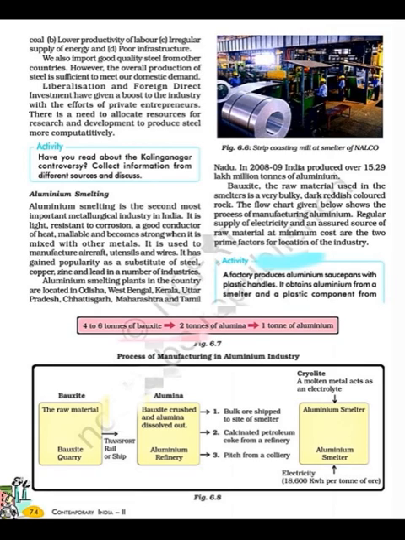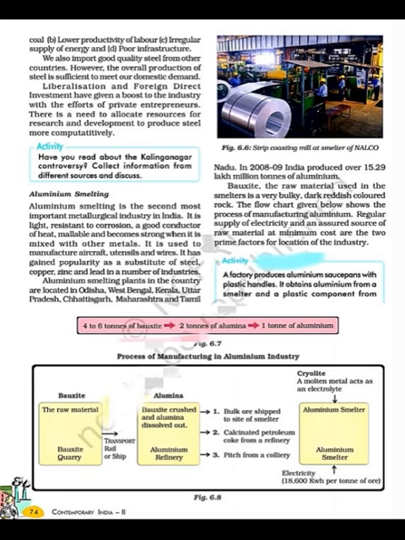Now, the basic process of manufacturing in the aluminium industry starts from bauxite. Bauxite is the raw material. From bauxite, alumina is extracted, and from alumina, aluminium is extracted. There is a table given in your book, and CBSE can ask you a question on this, like 4 to 6 tons of bauxite. From 4 to 6 tons of bauxite, you will extract 2 tons of alumina, and from 2 tons of alumina, you will extract 1 ton of aluminium. So this equation is very important. Please underline this in your book.